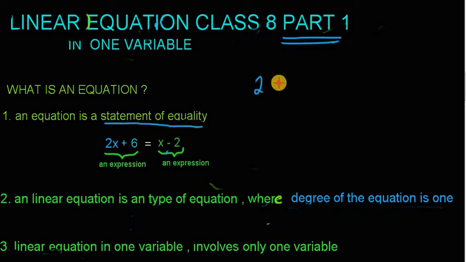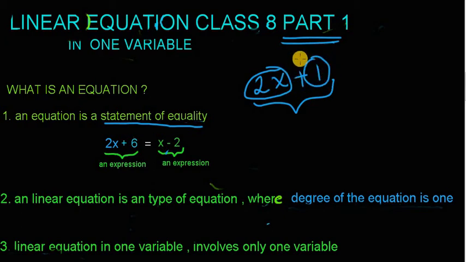So we have studied in the algebraic expression chapter that this 2x plus 1 is nothing but an expression. This algebraic expression contains non-variable terms and variable terms connected with each other by plus or minus sign. So here you can see that this 2x, which is a variable term, is connected with a constant by a plus sign. So this is an expression.